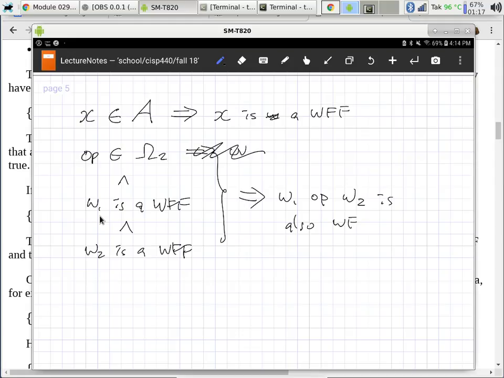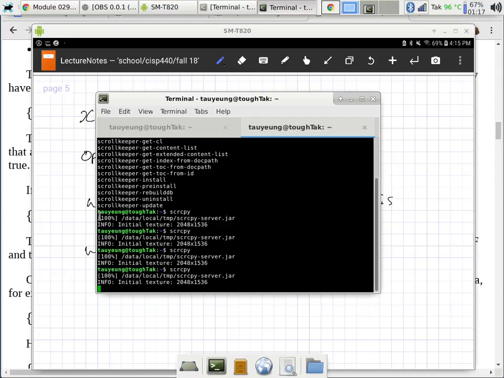Is that okay? Now, for the same reason, you can say, if I choose an operator in omega 1, and W1 is well-formed, then we can say, OP W1 is also well-formed. That only applies to the negation operator, because that's the only unary operator that we have. Is that okay? So the idea is, it's not any different from how you would think of a general expression as syntactically correct. Is that okay? All right, so with this out of the way, we can get back to the notes.